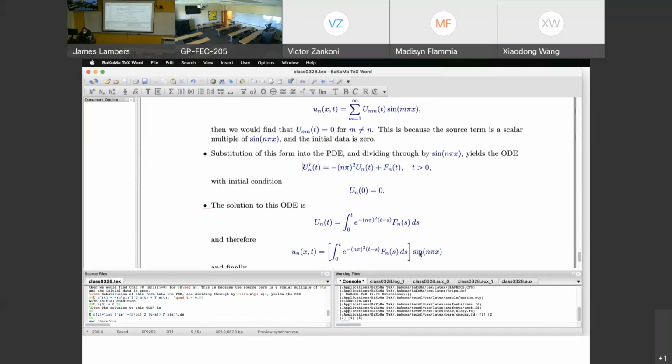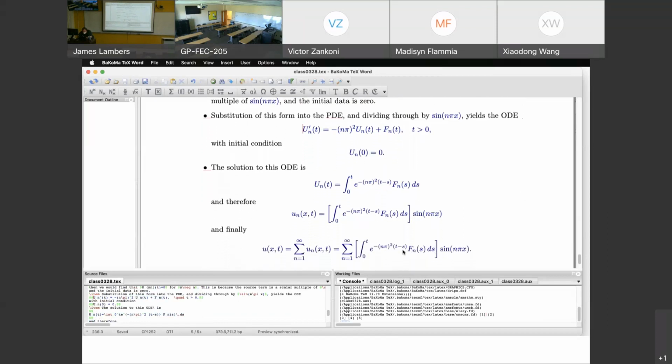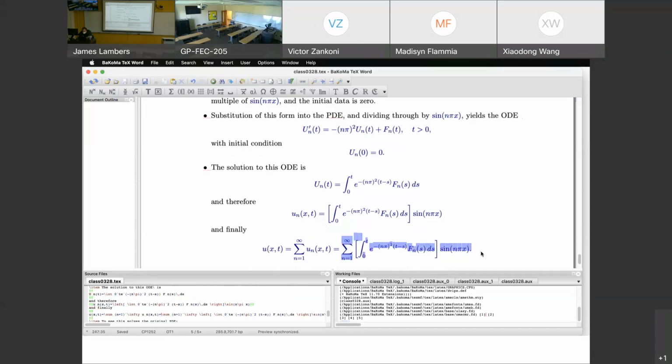Now I multiply that by sine n pi x, and I sum them up from n equals 1 to infinity. And here's my solution, u of x, t. My original problem. Any questions about how this was obtained?